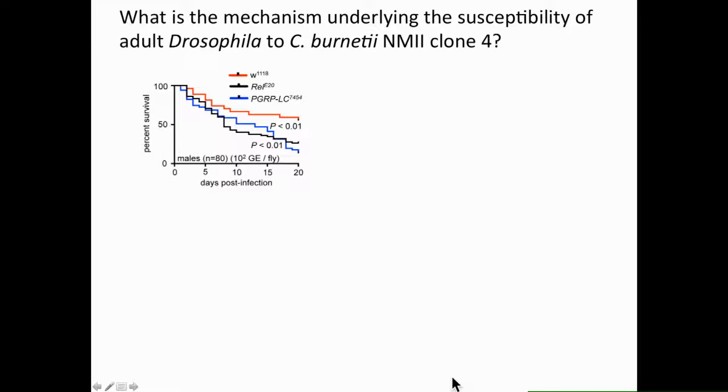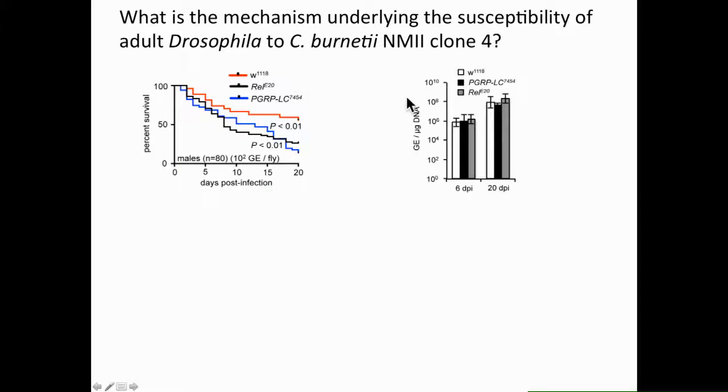So again, now looking at the mechanism underlying the susceptibility of adult Drosophila to 9-mile clone 4. Because we saw induction of the IMD pathway, we wanted to ask if IMD mutants might be more susceptible, and indeed they were. So looking at relish mutants or PGRP-LC mutants, we see increased mortality as compared to W1118 flies. However, we didn't see a difference in bacterial load among the 3 different fly strains.